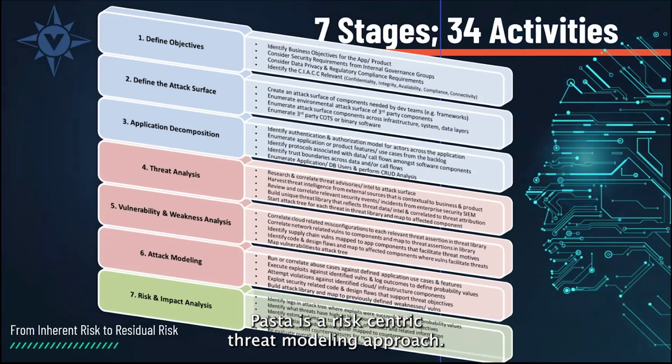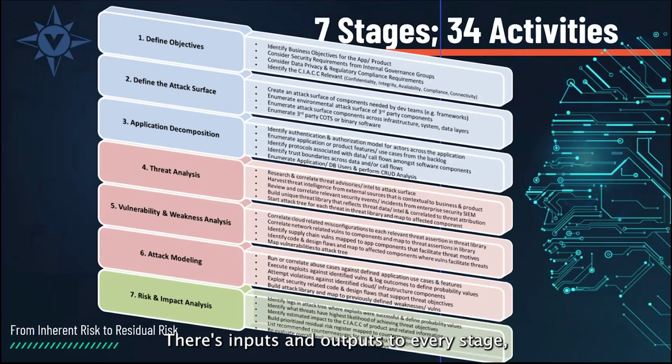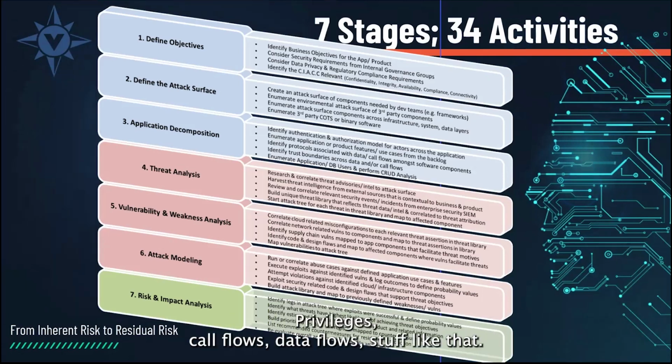PASTA is a risk-centric threat modeling approach. It is a true methodology. It has 7 steps, and you can use a lot of the tools that you're using today to feed it. There are inputs and outputs to every stage. The stages in blue are functional steps. What do I care about in the application? What is the attack surface of the application, and how does it work? Privileges, call flows, data flows, stuff like that. Very functional. 4, 5, 6, the red blocks, are really meant to be around what could go bad.